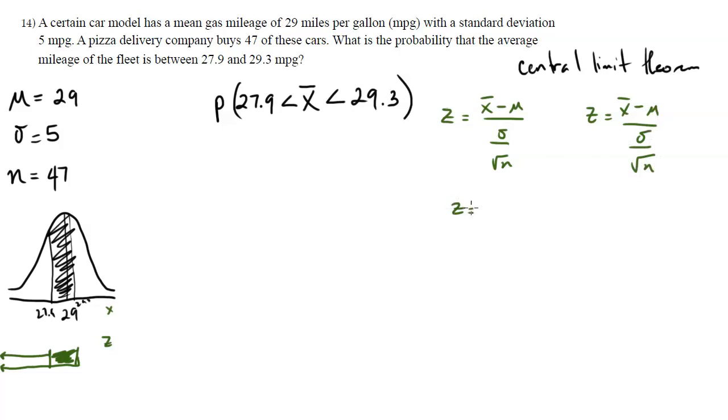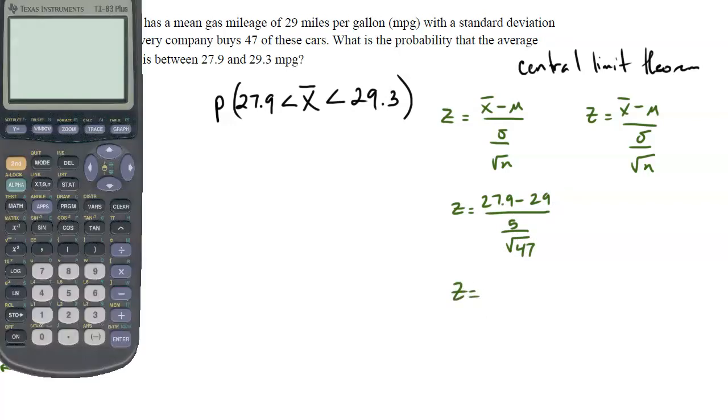And I have everything listed there. X bar. The first one we'll use is 27.9 minus my mean of 29 divided by 5 over the square root of 47. I'm going to put this all into the calculator. Check out how I do it. Numerator in parenthesis, 27.9 minus 29 divided by my denominator in parenthesis, 5 divided by square root of 47, close both of them, negative 1.51. I'm going to round properly this time, negative 1.51.